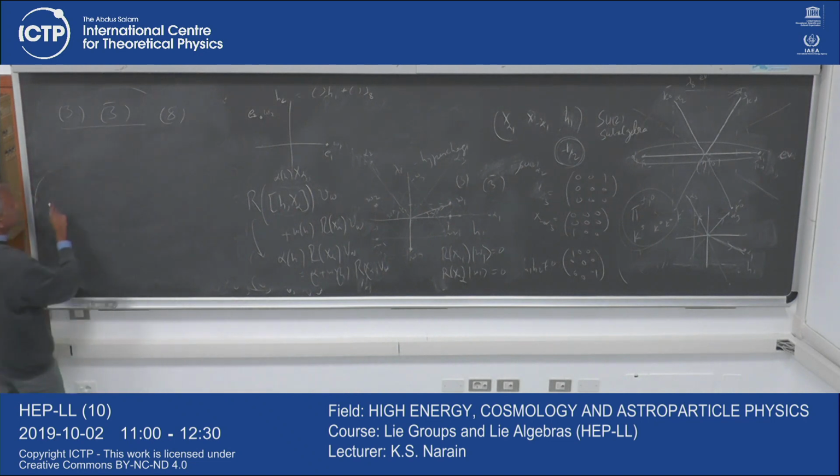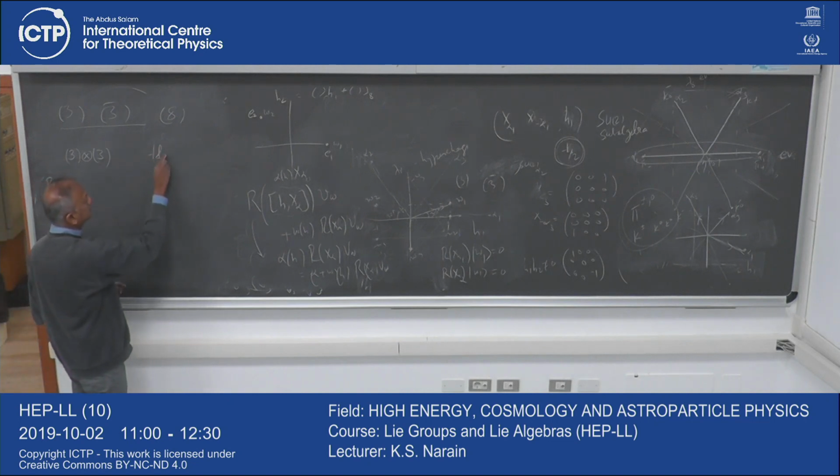So now suppose I want to look at 3 times 3, the tensor product. Remember how it works. So what's the dimension of this? This is 3-dimensional, that is 3-dimensional. So this is altogether 9-dimensional. For a tensor product, you multiply the two dimensions, so the total dimension of this space is 3 times 3, which is 9.